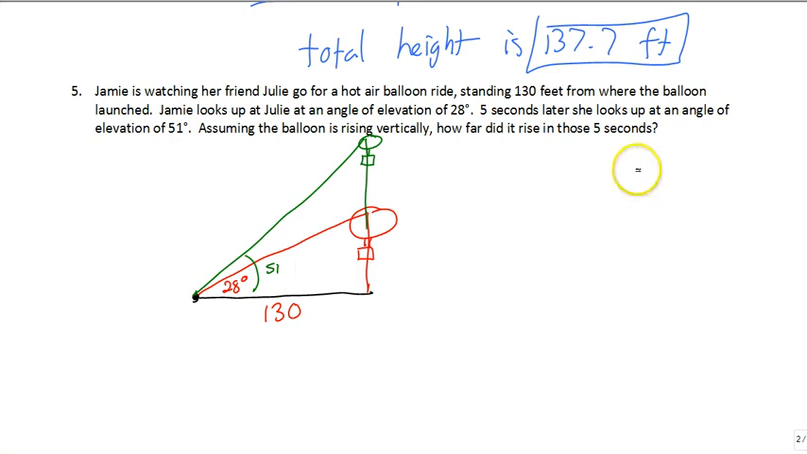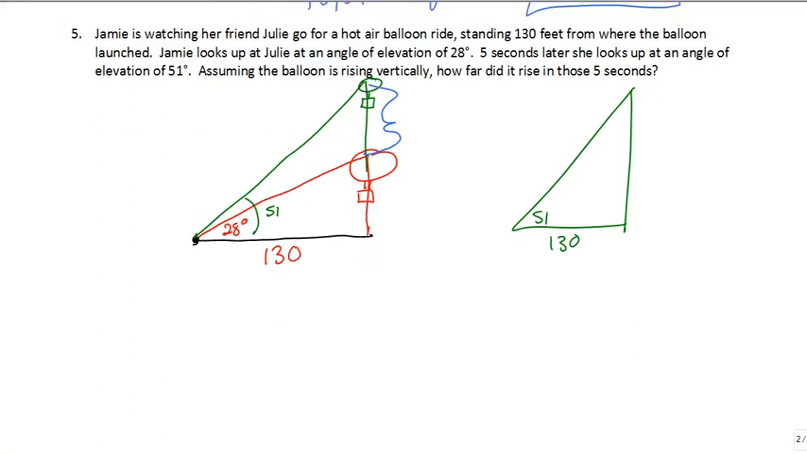So you have two separate things. If you want to redraw that one just to look, you have this 51 and 130, and then you have the 28 and the 130. How do you find how far she rose? Hopefully you guys see that the distance we want for this problem is that distance. That's how far she went in 5 seconds. And in order to do that, you have to get the full distance minus her starting distance. So we have two problems. We have to just subtract. To get this height, I'll call the little one X, the big one Y. We have opposite adjacent. These are all tangents.